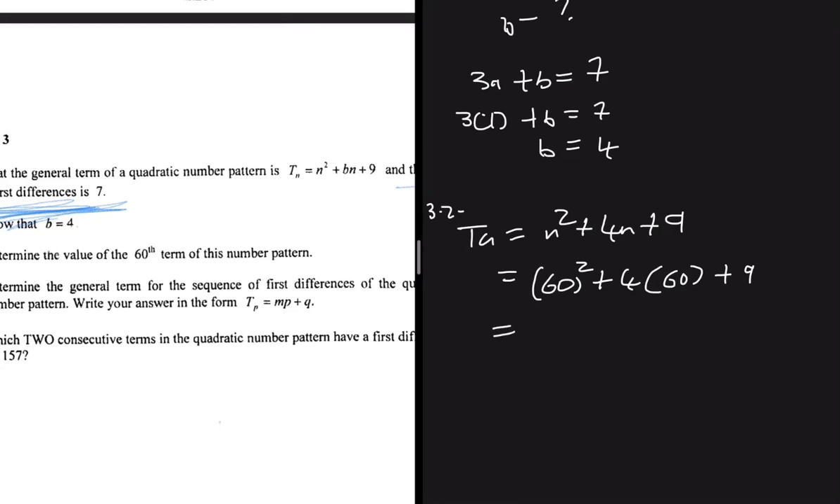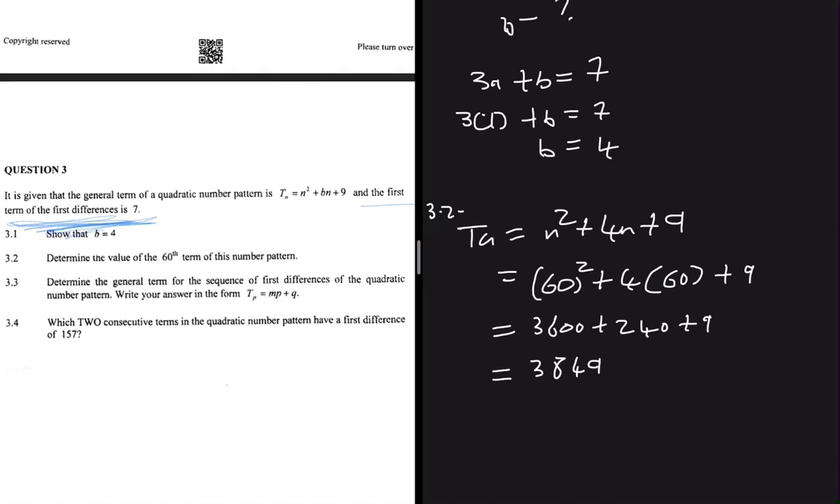So 60 multiplied by 60 is 3,600, and then 4 multiplied by 60 is 240, plus 9. So the 60th term should have a value of 3,849.